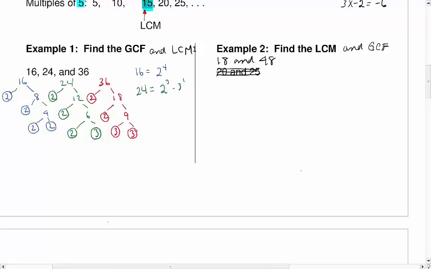And then 36 is 2 times 2 times 3 times 3. So 2 to the 2 times 3 to the 2.